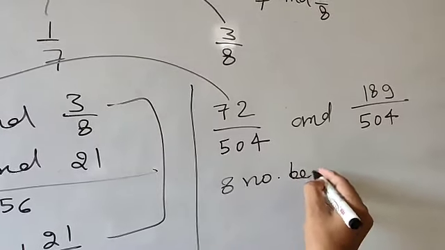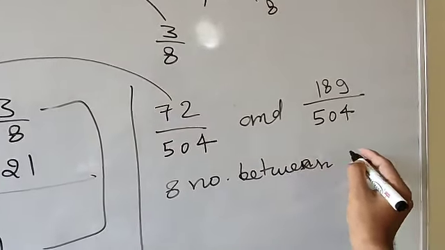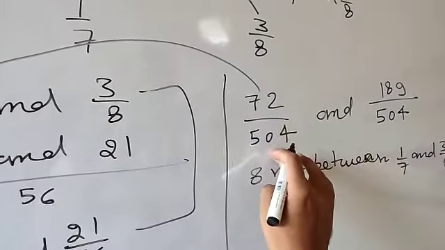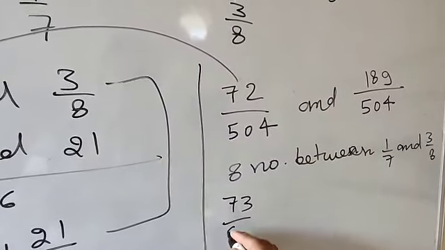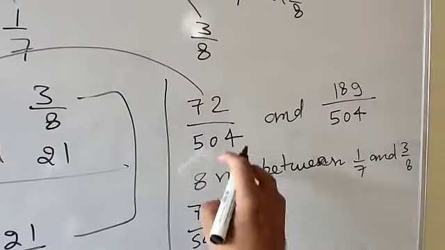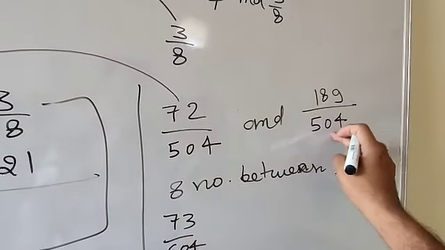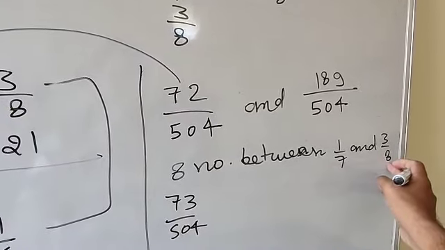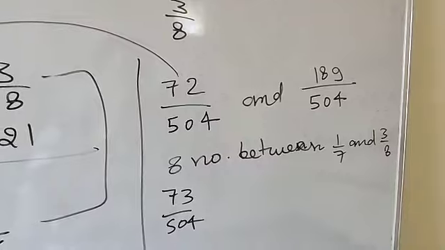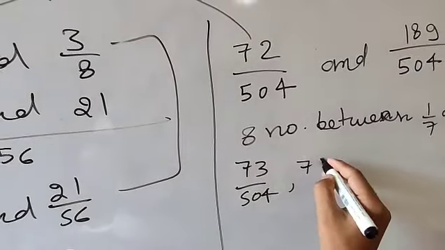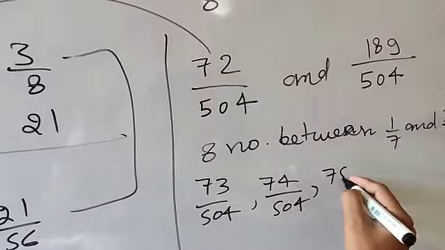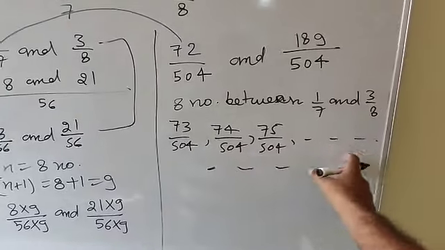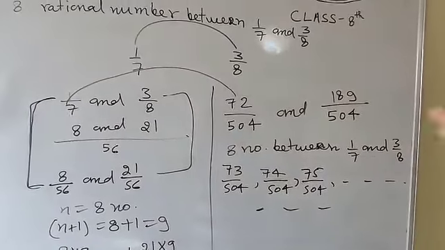So the 8 numbers between 1 by 7 and 3 by 8: that is 72 by 504, after that you will get 73 upon 504. 73 upon 504 is greater than 72 upon 504 and less than 189 upon 504. It means this 73 upon 504 is greater than 1 by 7 and less than 3 by 8, so it exists between these two. Next you can write 74 upon 504, 75 upon 504. In the same way, write 8 numbers between these two. You can count the 8 numbers and write them. Those will be the 8 numbers between these two numbers.